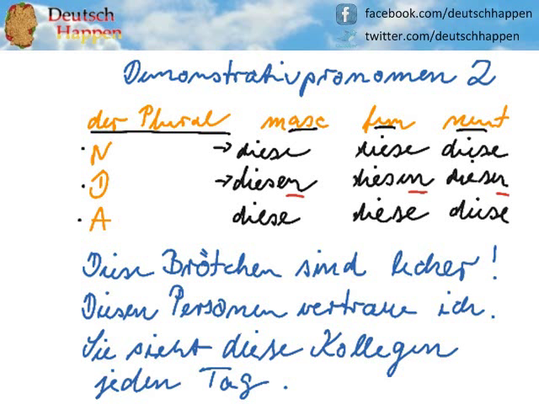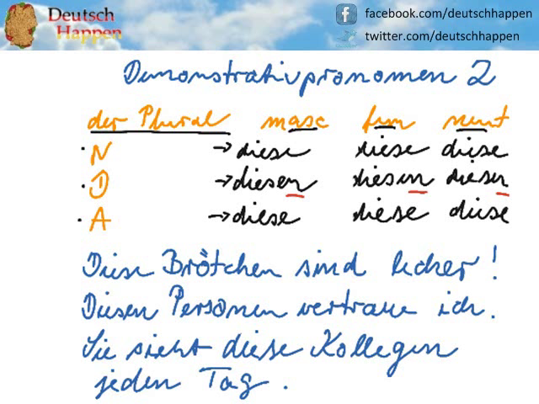And as you know, accusative is often the same form like the nominative. The same applies here. Masculine accusative plural is again diese. Feminine is also diese. And neutral is diese.